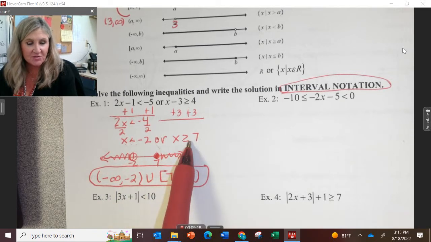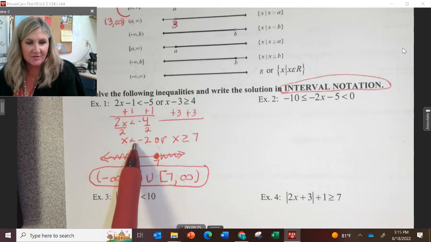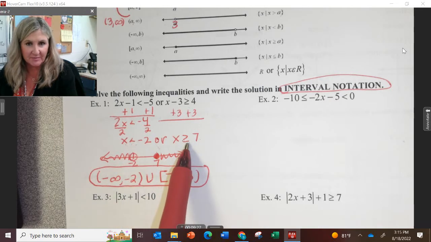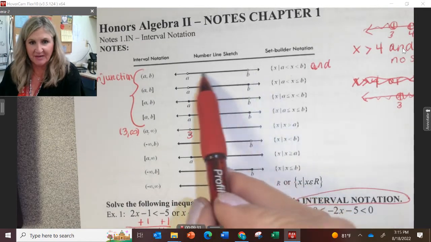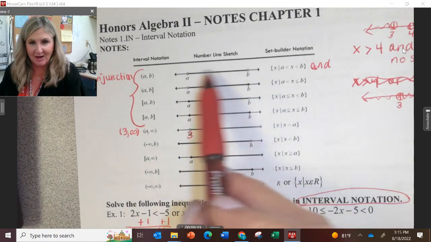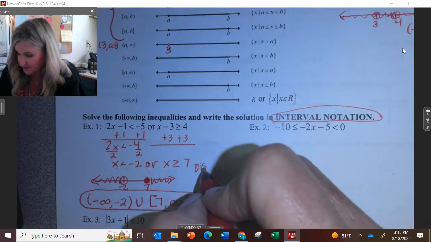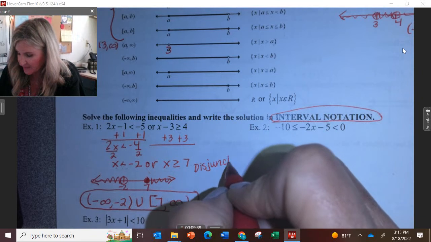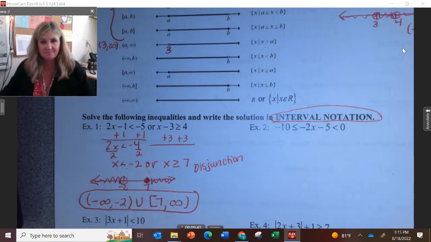Is 8 a solution? Yeah. See, it's in our shaded region, and it's in between 7 and infinity. So when you see union, it just means either this has to be true or this has to be true. When we have a situation like this, where instead of being in the middle of 2 values, it's in the outer part, this is actually called a disjunction. It's not important that you know that vocabulary, but that is what it's called.